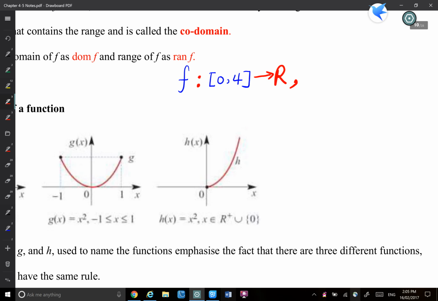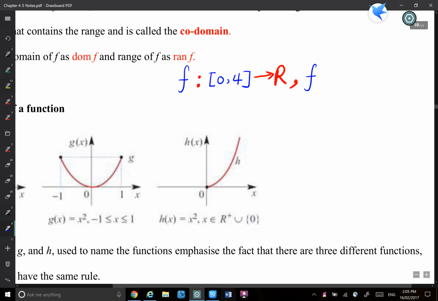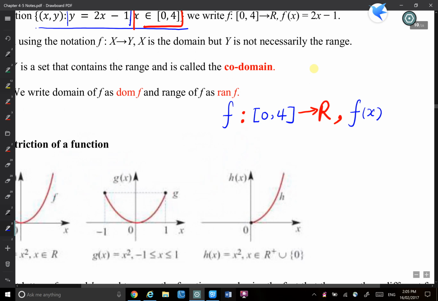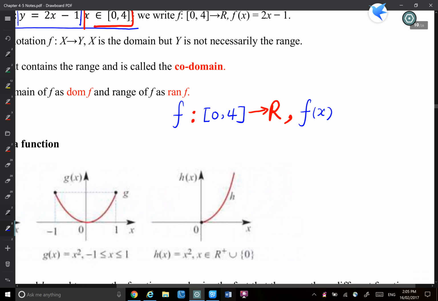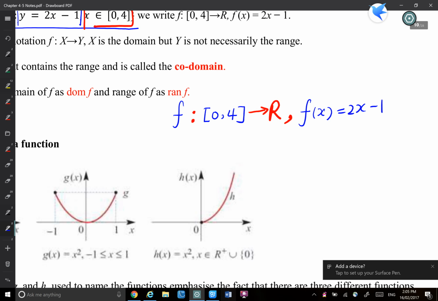So what's the next thing? The next thing will be the rule. What is the name of your function? It is f, so you write f again. What is the variable? The variable is x, so you write f(x). f(x) equals what? It equals the rule. The rule is 2x minus 1. So you have f(x) equals 2x minus 1.